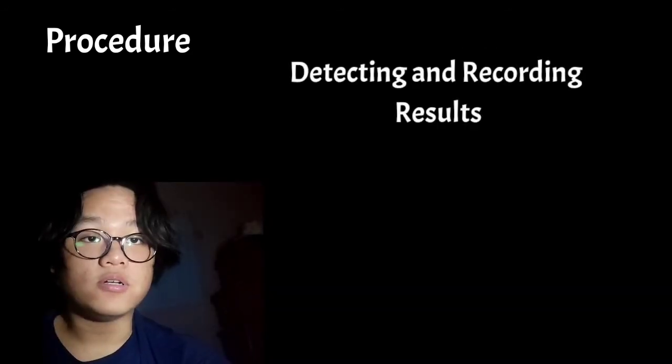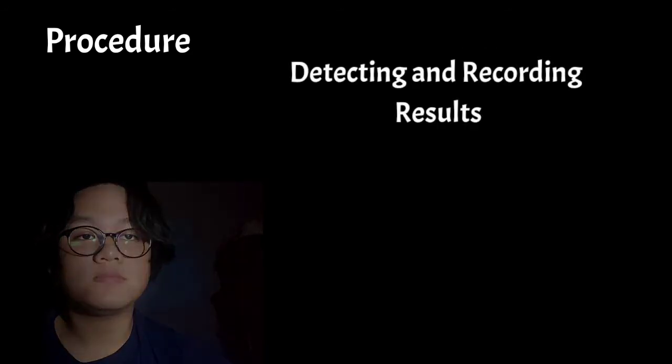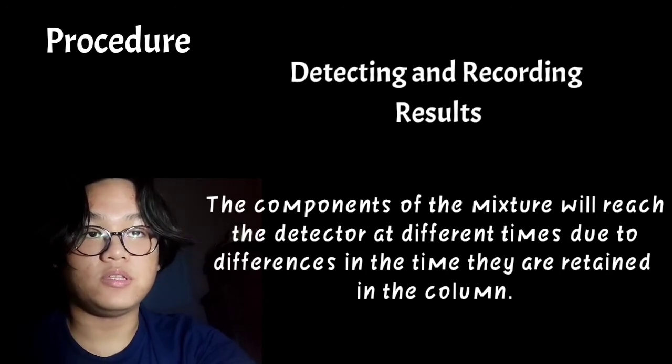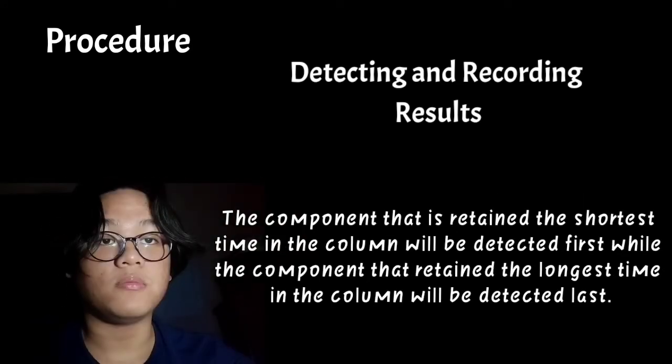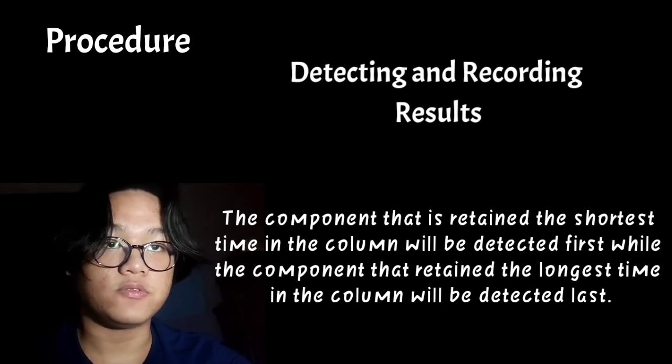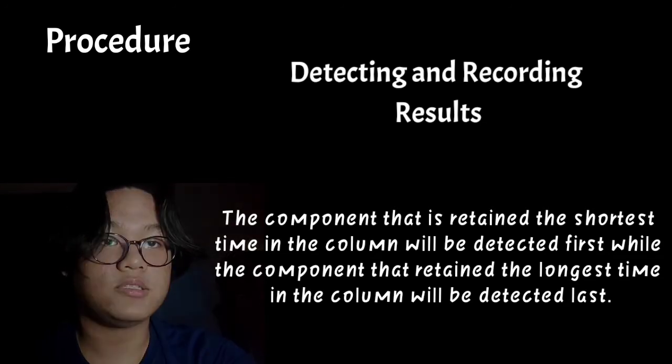Step 4. Detecting and recording results. The components of the mixture will reach the detector at different times due to differences in the time they are retained in the column. The component that was retained the shortest time in the column will be detected first, while the component that was retained the longest time in the column will be detected last.